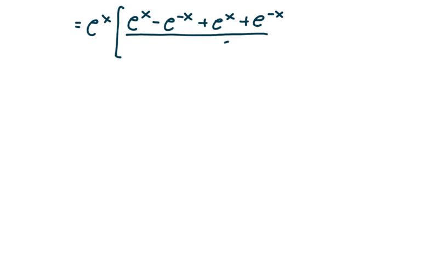And you have the same denominator, so you could add the numerators. And so this is e to the x times the quantity, e to the x minus e to the negative x plus e to the x plus e to the negative x, all divided by 2. But these middle terms cancel, and you get e to the x times 2, oh, excuse me. Let's back up.